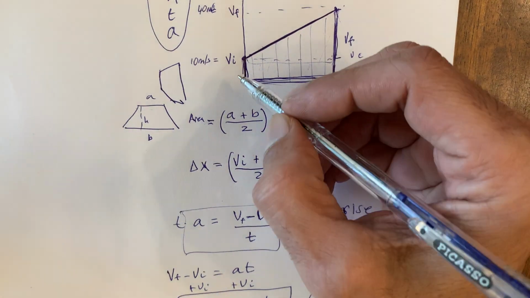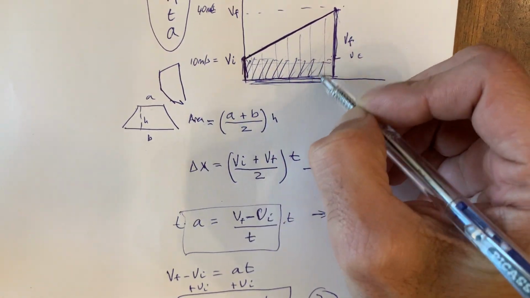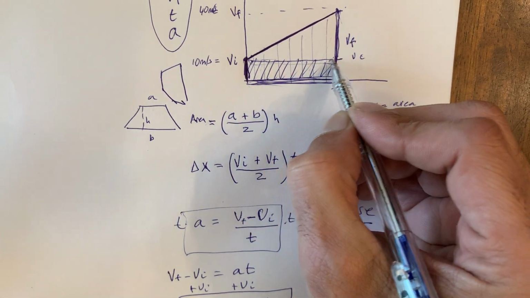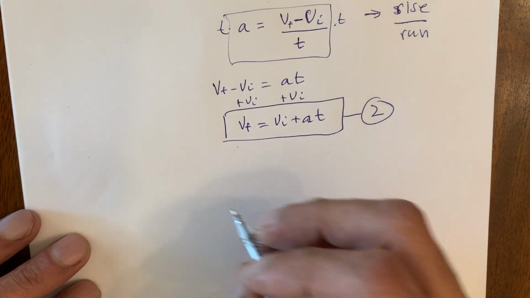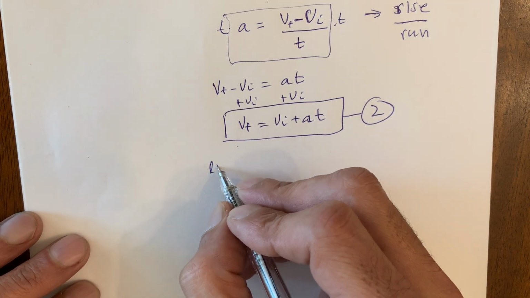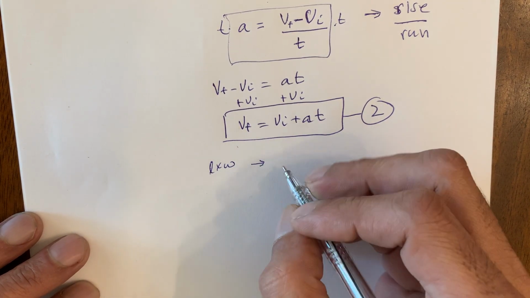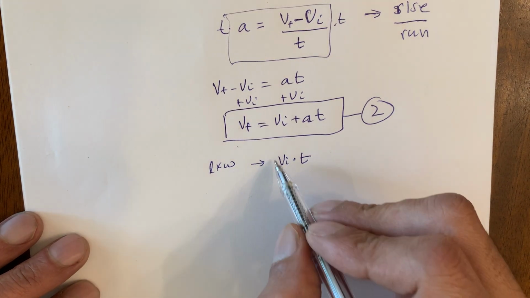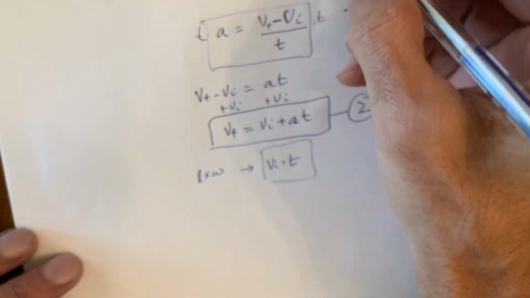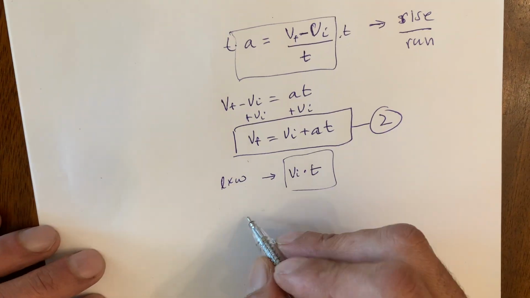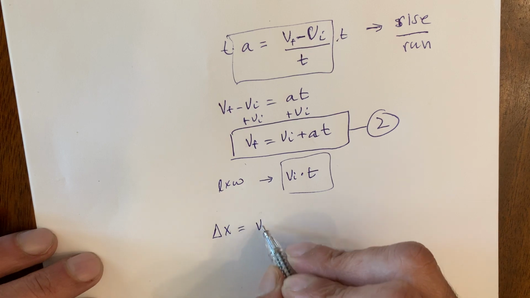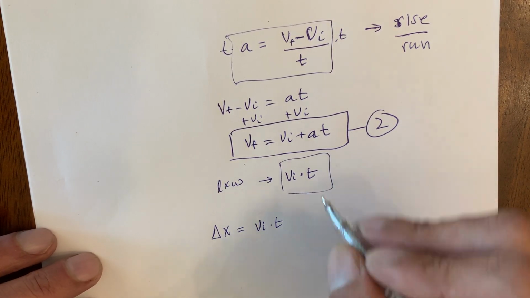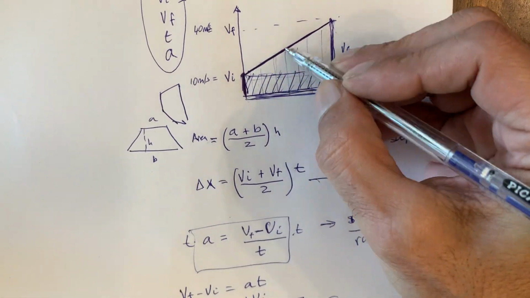So let's take this first part. The height is VI, the width is T. That's just a rectangle, and a rectangle is just length times width. So the area is just going to be VI times T. That's just one part of this whole thing. Remember, what the area gives us again is displacement. So displacement is going to be VI times T plus the piece I need to get from here.